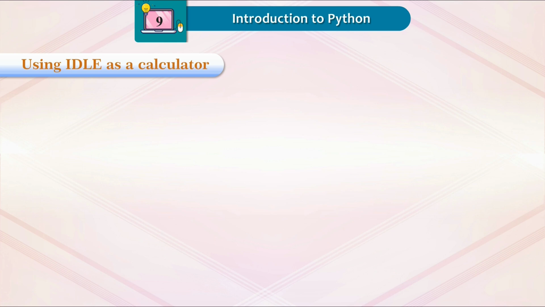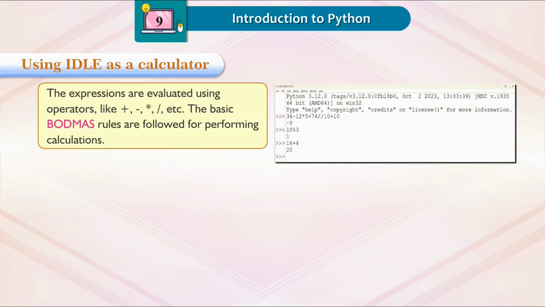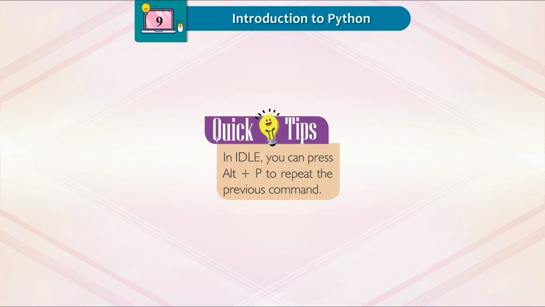Using IDLE as a calculator. To evaluate an arithmetic expression, it is not necessary to use the print function. If you type an arithmetic expression at the Python command prompt and press the Enter key, the interpreter automatically evaluates it and shows the result. In this case, the interpreter acts as a simple calculator. The expressions are evaluated using operators like plus, minus, asterisk or multiply, slash, etc. The basic BODMAS rules are followed for performing calculations. Quick tip: in IDLE, you can press Alt+P to repeat the previous command.